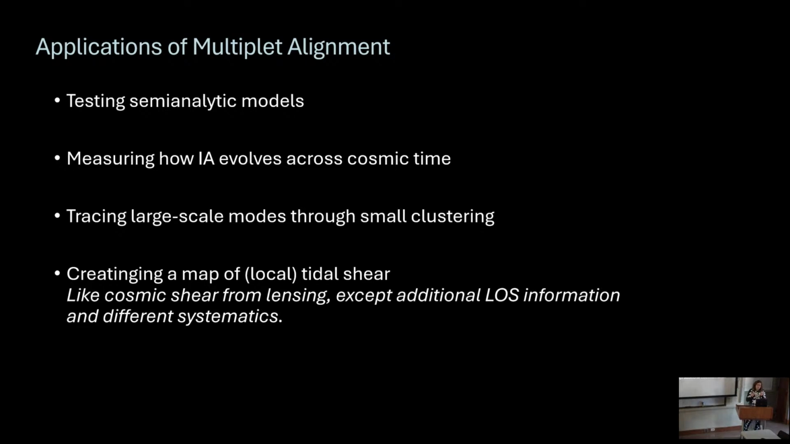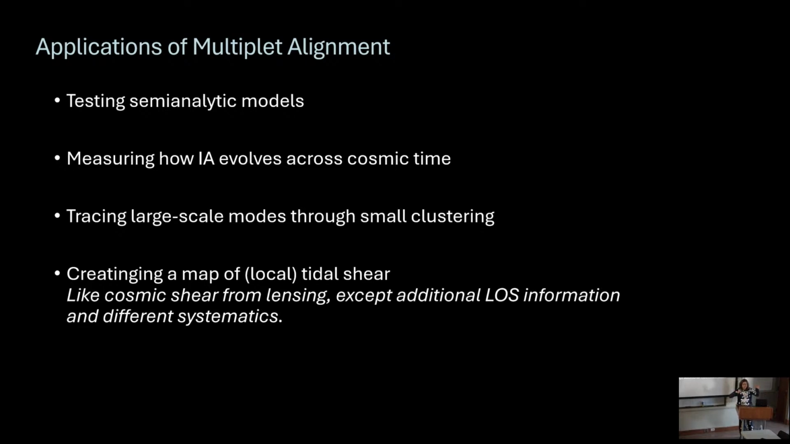It can be used to measure the nonlinear behavior of intrinsic alignment and how it evolves across cosmic time, which is useful information for intrinsic alignments in weak lensing surveys. It could be used to trace very large-scale modes through small-scale clustering in a way that is sensitive to different systematics than other estimators. And it could be used to just map tidal shear.